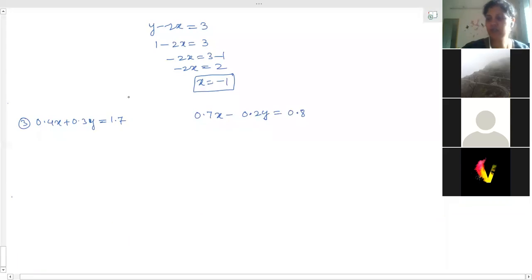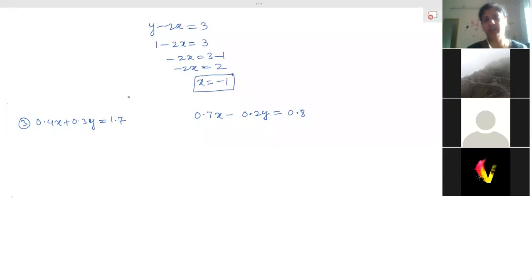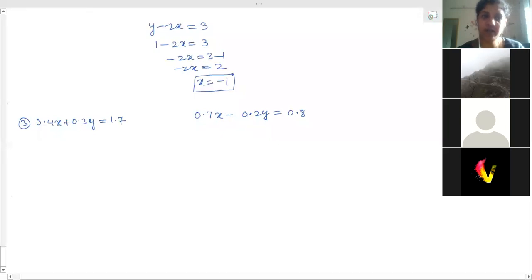Now in these equations, these are all decimal numbers with a single decimal point. So first multiply the full equation with 10, both the equations with 10. If you multiply everything with 10, you will get 4x plus 3y is equal to 17. And this equation will become 7x minus 2y is equal to 8. Okay, then solve further with the same method and find the answer.